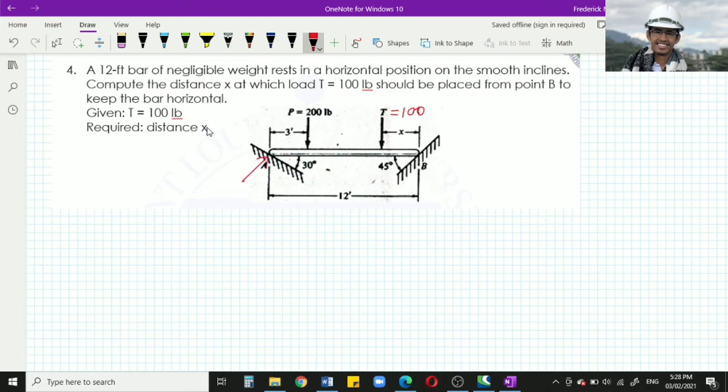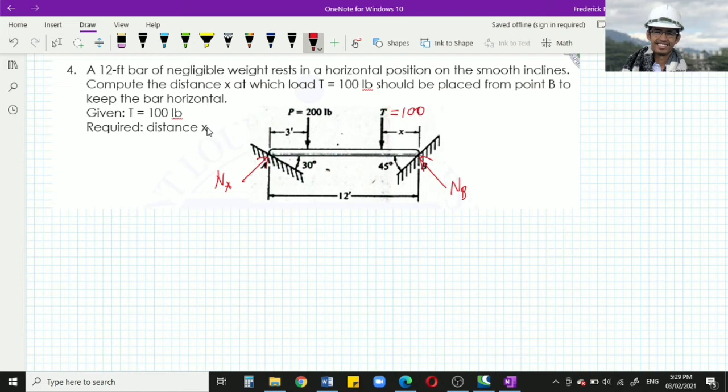Okay? So, ganun din sa kabila. So, meron tayong force dito na normal force at point B and normal force at point A. Okay? So, in this case, meron tayong vertical force downward and meron tayong papunta dito sa right upward and left upward. Pwede natin gamitin yung triangle force, okay? Para makuha natin yung value ng ating NA and NB.